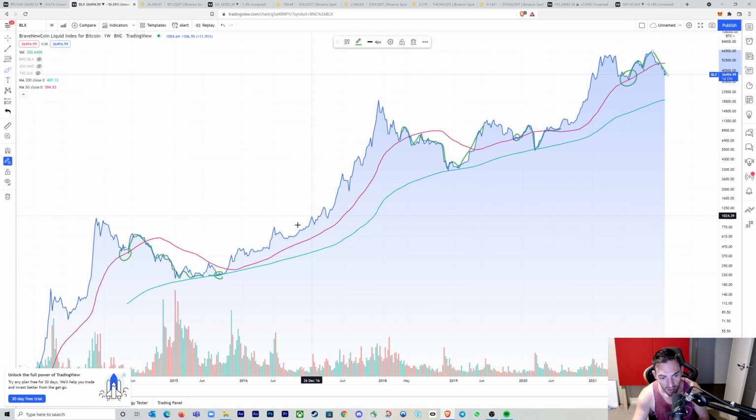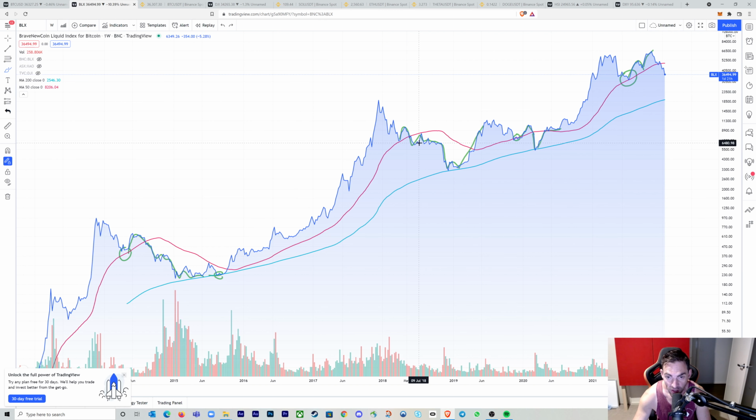So the question is, do we follow the same pattern that we've followed in these three previous examples from 2014 to now and go all the way down to the 200-week moving average? Well, I would say the probability is quite high that we do end up somewhere around this 200-week moving average, given that we have cut through significantly the 50-week moving average.